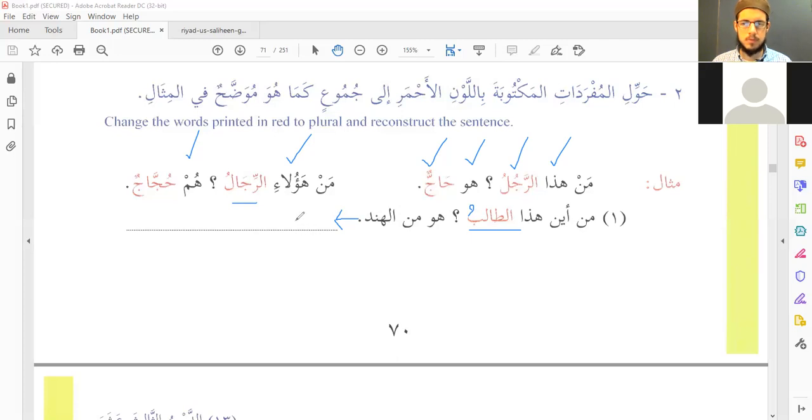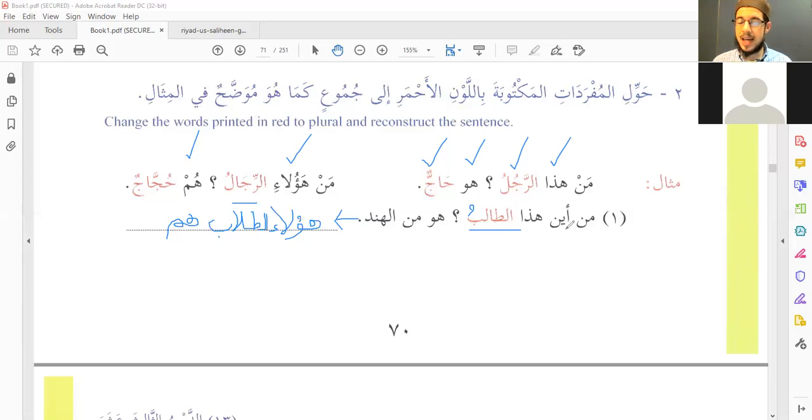من أين هؤلاء الطلاب؟ هم من الهند. Very good. Excellent. The only quibble here is with what's the plural of الطالب? It looks like it should be a sound masculine plural, الطالبون, but it's not. We discussed طلاب. It is a broken plural. But everything else is completely correct.